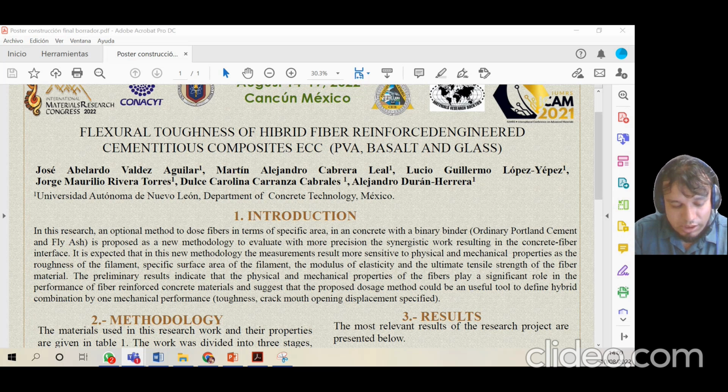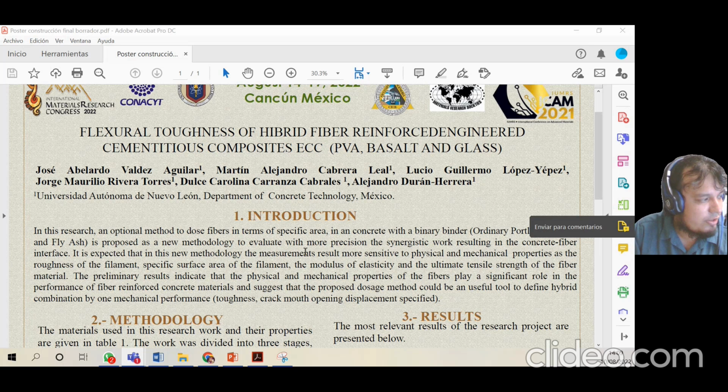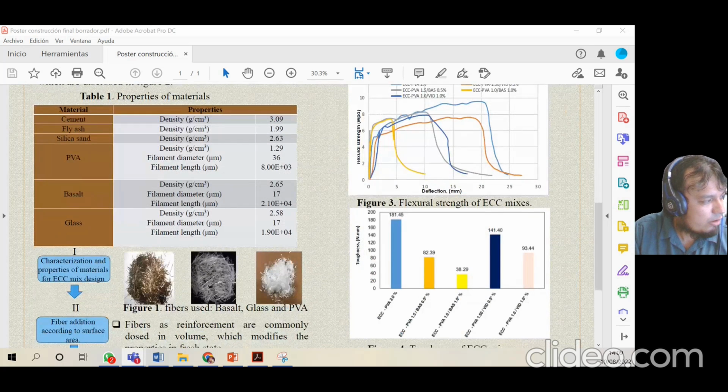We use a singular reinforcement series, that is to say, we use only one type of fiber, and we have two hybrid fiber compounds, that is to say, two fibers. We work with three fibers in this project. As you can see in figure one, we have basalt fibers, glass fibers, and polyvinyl alcohol fiber.